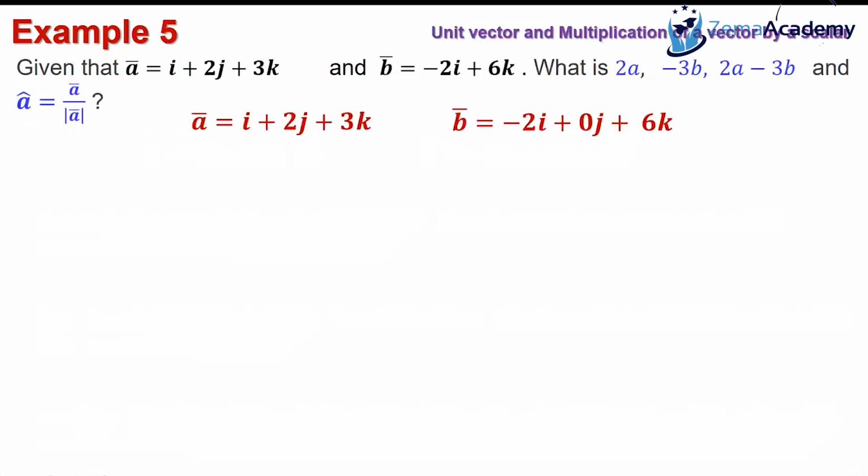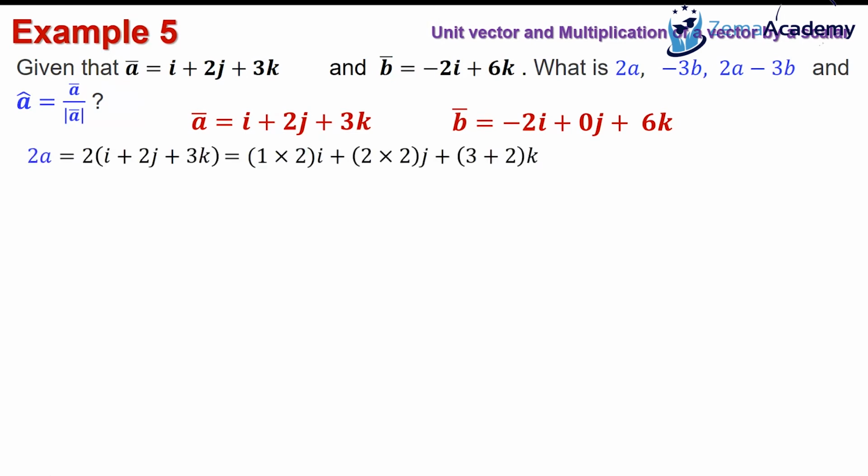Now let's talk a little bit about unit vector first, and then we'll talk about the multiplication of a vector by a scalar quantity. I am taking the same two vectors that I have taken in example 4. And what I'm asking is that for this case, you find out vector 2a minus 3b, and then the unit vector a.